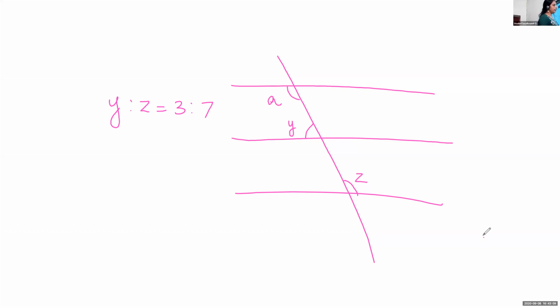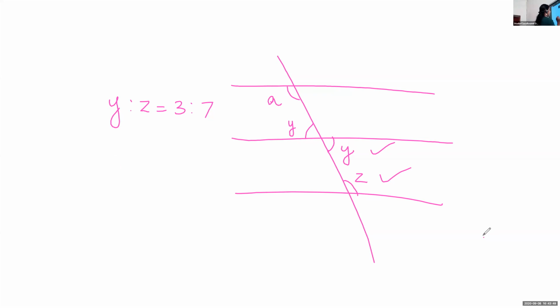Okay. So what we did is, since this is the vertically opposite angle of Y, now there is a connection between Y and Z. Clear? We wrote this Y also down because those two are vertically opposite angles. Did you understand now? Yes, ma'am. So now you know Y and Z are supplementary angles.